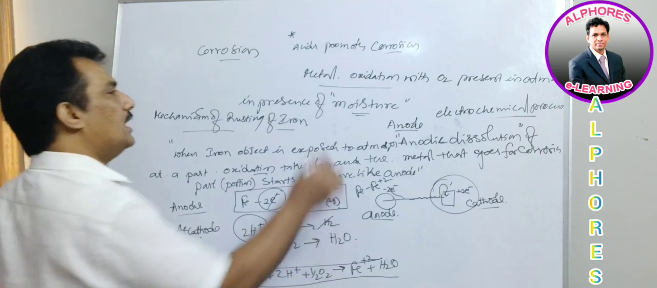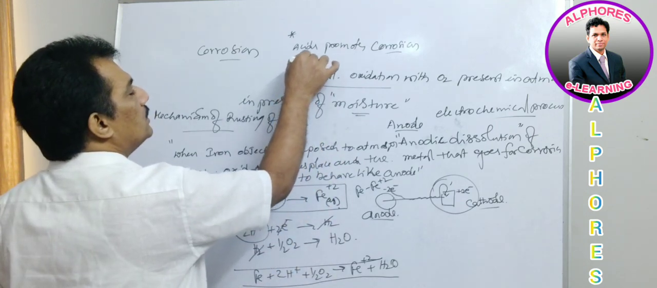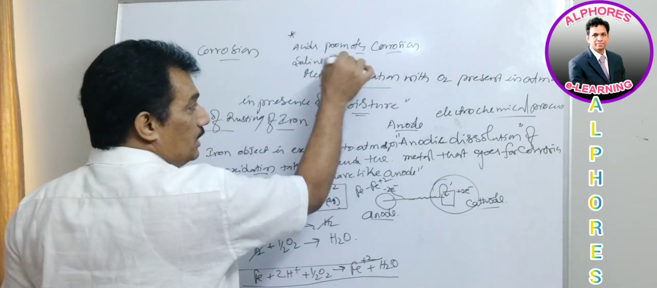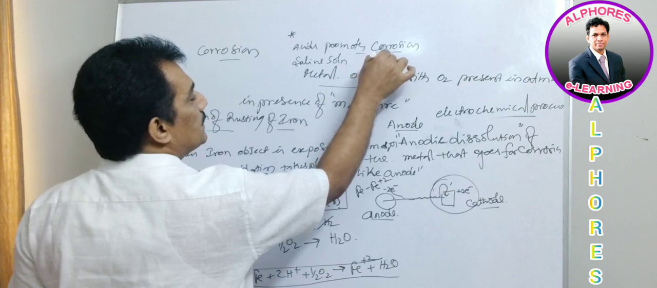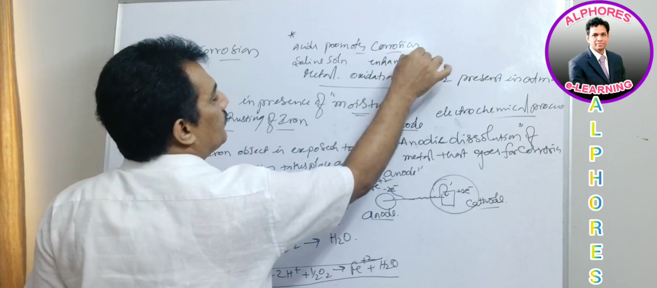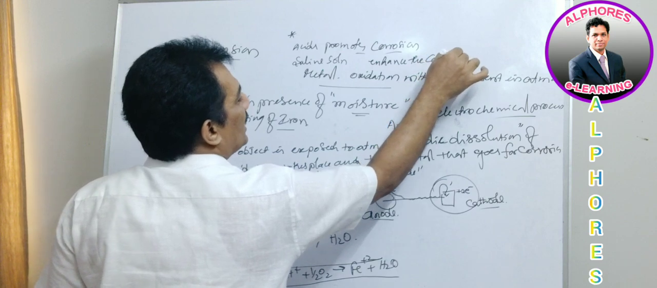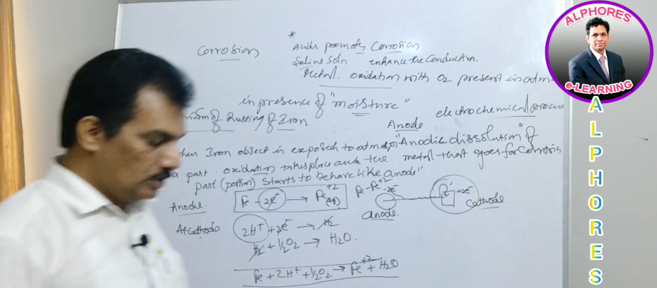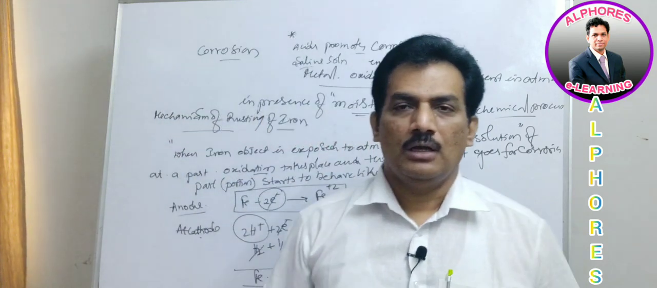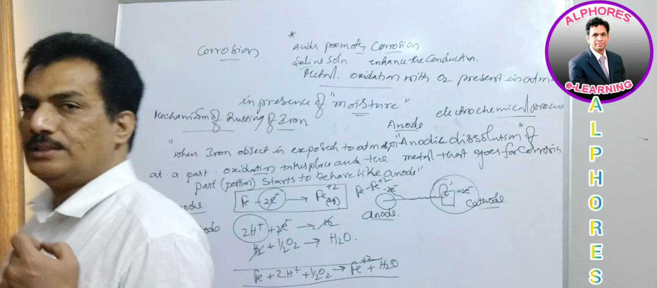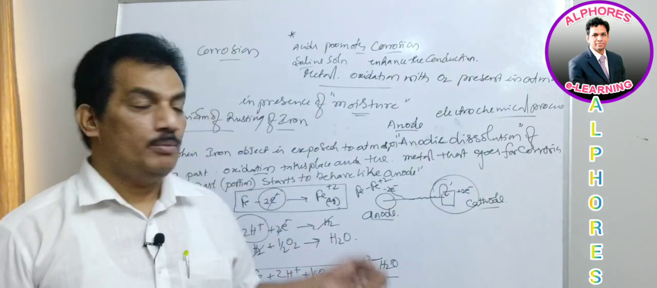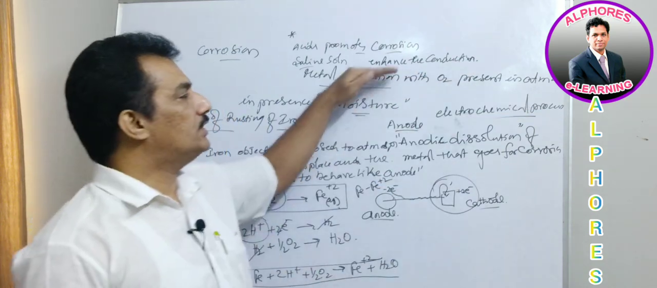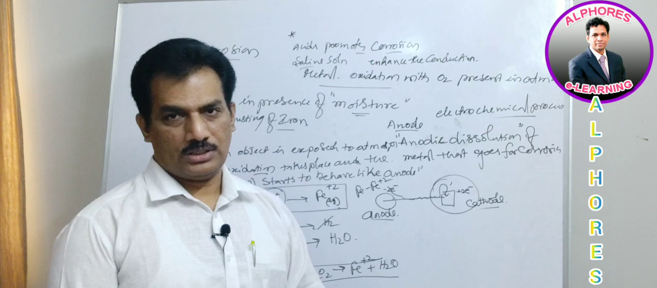Not only acid, in case of saline solution, it also promotes corrosion, but here it is because it enhances the conductivity. Because of more conductivity in the presence of this saline solution. Saline is nothing but 0.9% NaCl solution, and the presence of that 0.9% NaCl saline solution increases the conductivity of the metal, and because of that it increases the rusting.